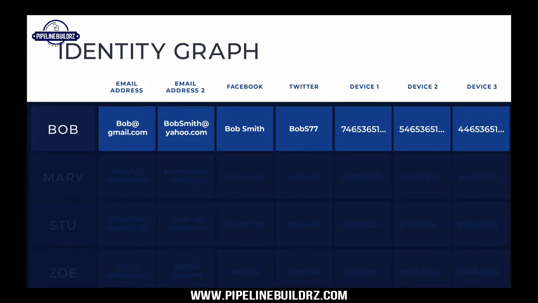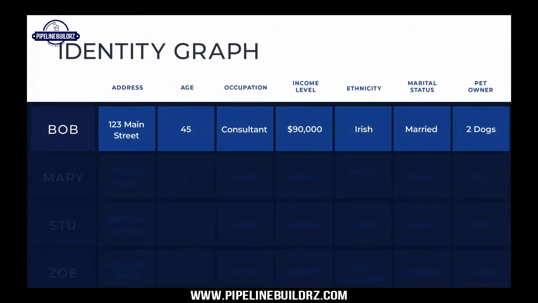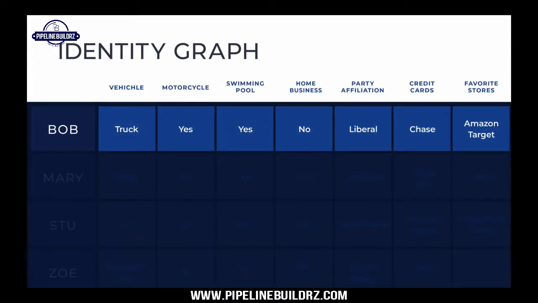We know who he is offline, his physical address, Bob at 123 Main Street. We know things like his age and occupation, income level, home value, ethnicity, and marital status. We know if he owns a pet, has an RV, drives a truck, a motorcycle, has a swimming pool, or a home business. We know if he votes, his party affiliation, and if he contributes to liberal or conservative causes or candidates. We know which credit cards he has, how many times he uses them, which stores he buys from, if he uses a gas card or a platinum card.